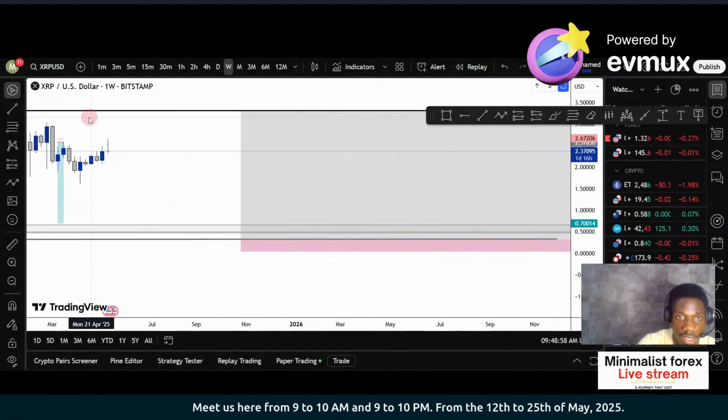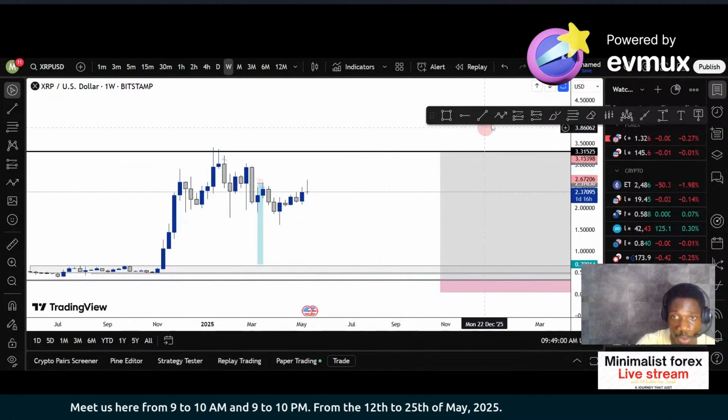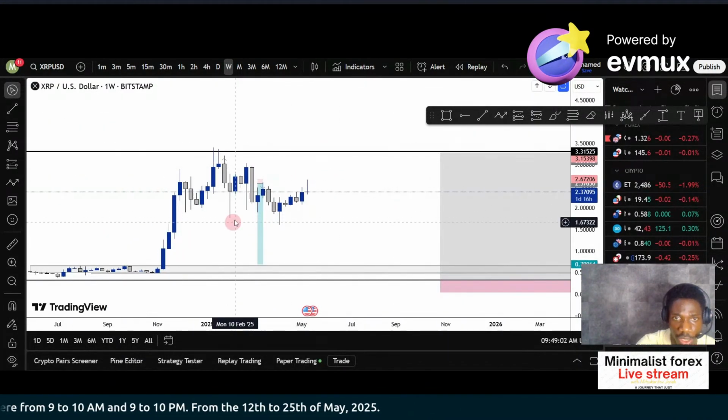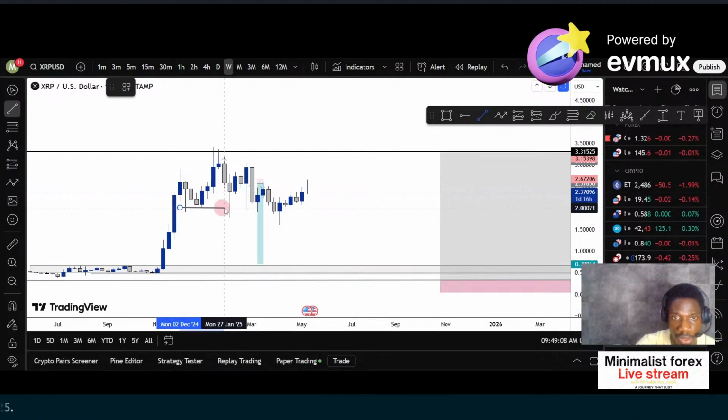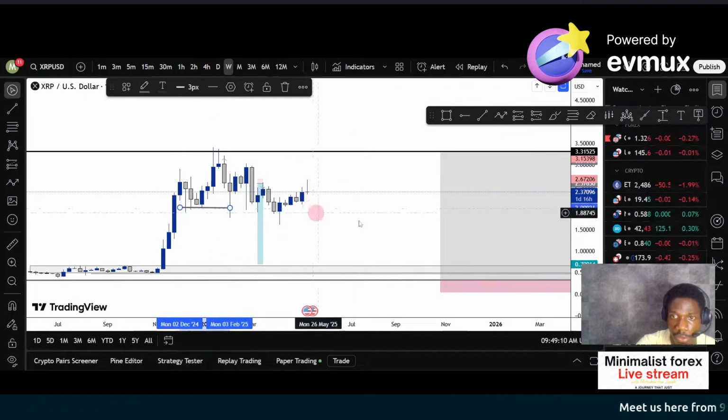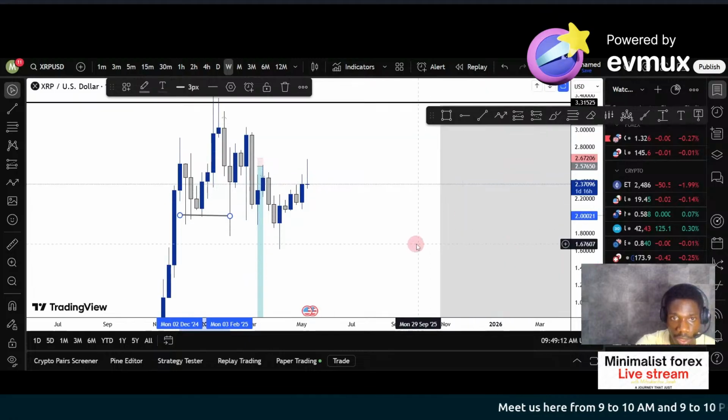So when you zoom down, of course, it's a pullback, so you're going to be seeing bearish structure. And how do you know this bearish structure has started? The market breaks structure. Break structure. Okay, this is the weekly.